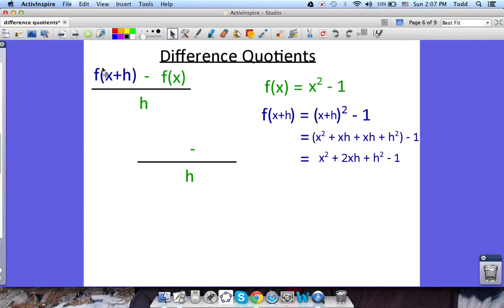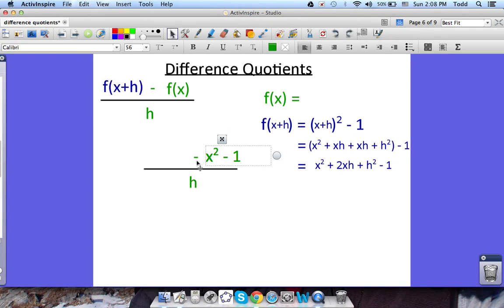Okay, so now we want to take the difference quotient and just replace the things that we know. So here's f of x. So instead of writing down f of x right here, we just write down what is f of x. It's this thing right here, x squared minus 1. Okay, but the problem is, since we're subtracting the whole thing, we've got to put brackets around it or we're going to have a mistake. Okay, so we're subtracting that whole thing, x squared minus 1.